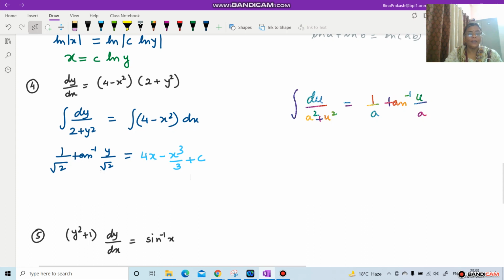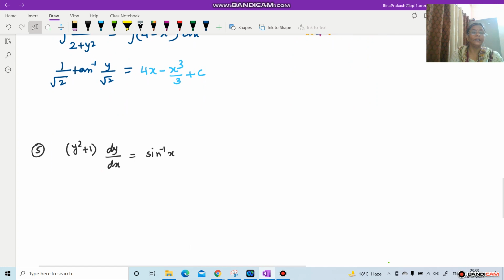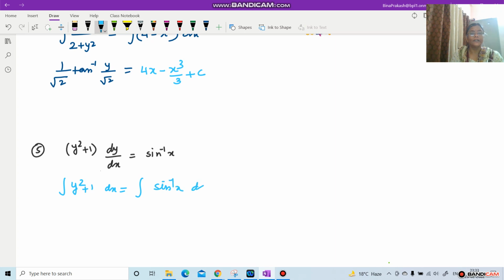Fine. Then we have the fifth question as y square plus 1 multiplied to dy on dx. So the integration changes to this form, that is integral of y square plus 1 dy is equal to integral of sine inverse x dx. The left hand side, it is y cube on 3 plus y. But how do we integrate the right hand side? So if you see this expression sine inverse x, when we discussed integration, we know that integration of sine inverse x cannot be taken up directly.